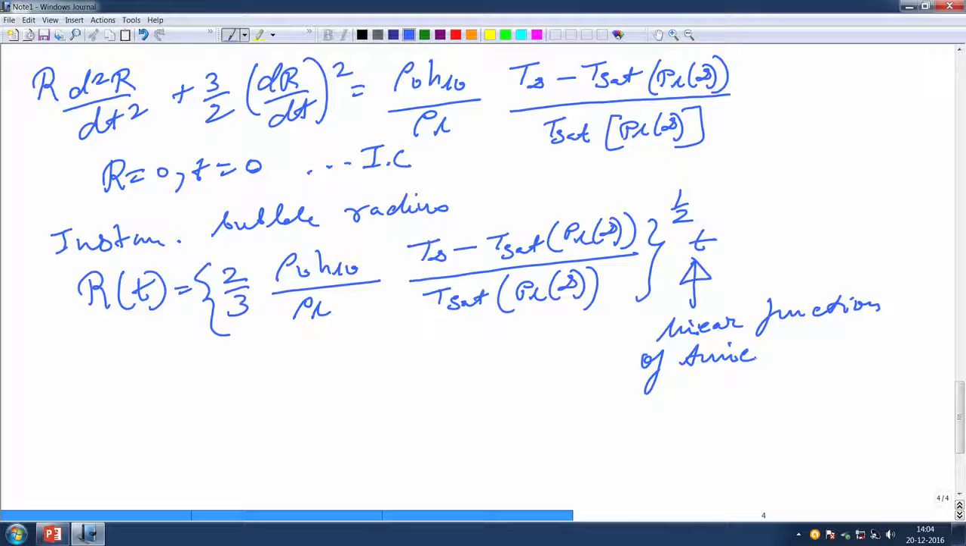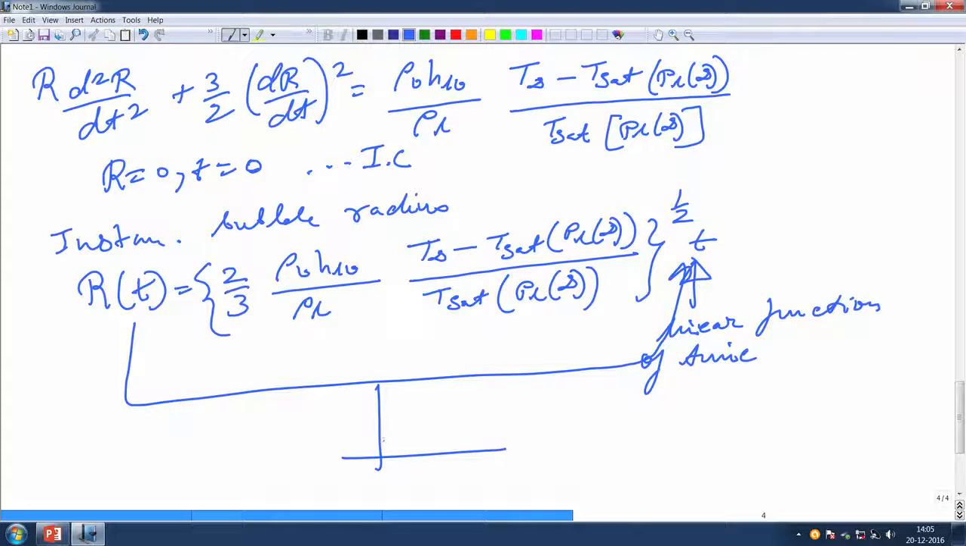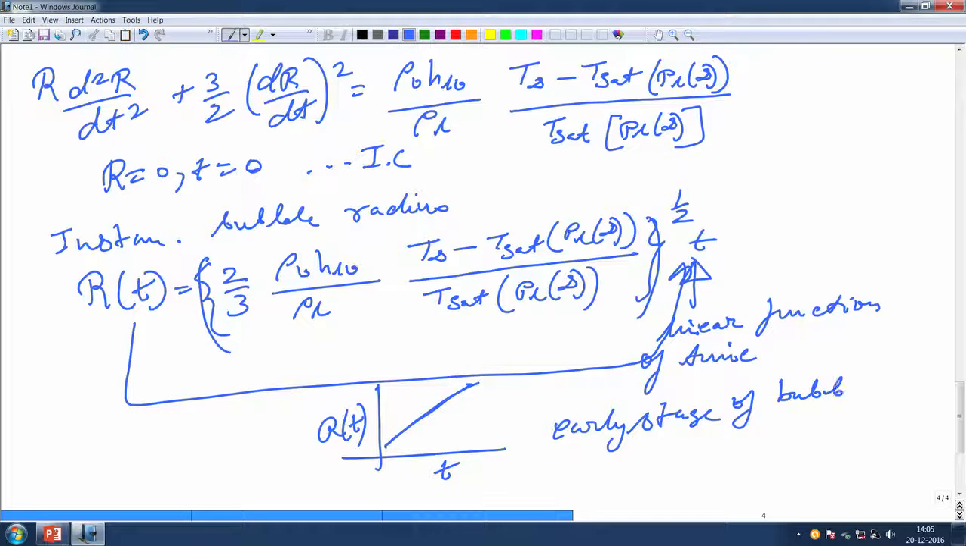Right, or in other words, the early stage of the bubble growth will predict something like this, T versus R, where the slope will be determined by all these quantities that you have in the bracket. But it is basically a linear function of time. This is the early stage of bubble growth for homogeneous nucleation.